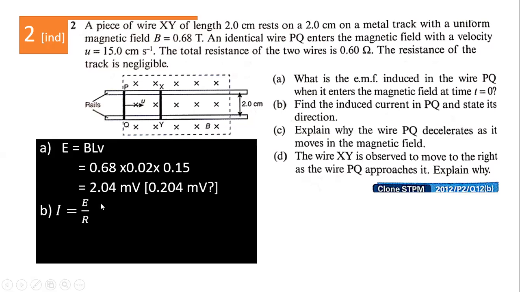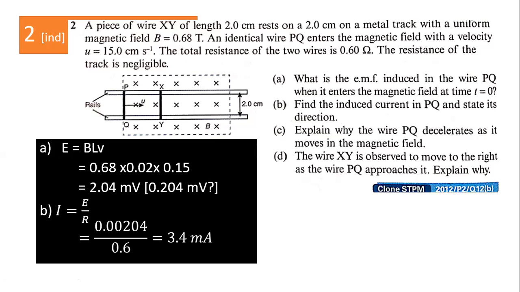And use your formula, E divided by R, V divided by R. In this case, it's E divided by R. Calculate your current. So it's milli, that's why we convert to meter volt. And your R is given as 0.6. You can write in milliampere or 10 to the power minus 3 ampere.